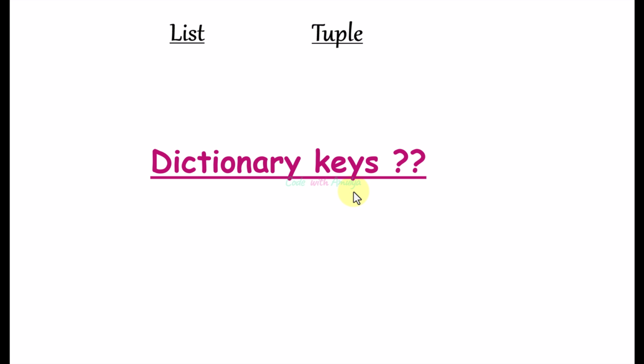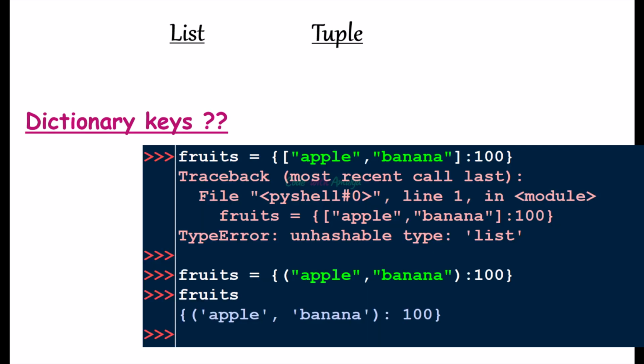Next, because lists are mutable, they cannot be used as dictionary keys, whereas tuples are immutable and can be used as keys. So we know that in the dictionary data structure, keys must be immutable. So if you use a list as a key in the dictionary, we'll get an error. But a tuple works fine. Here we can see a few examples.